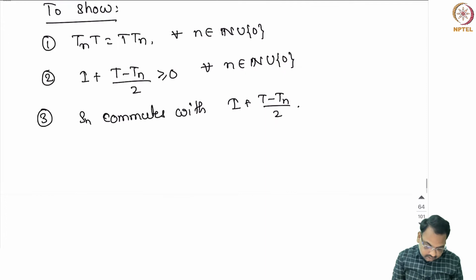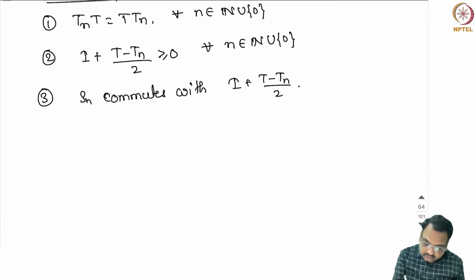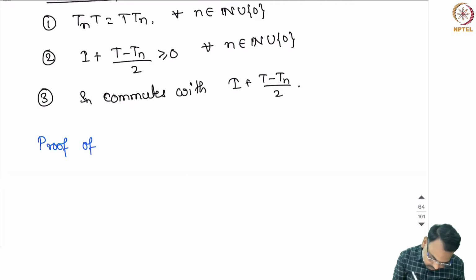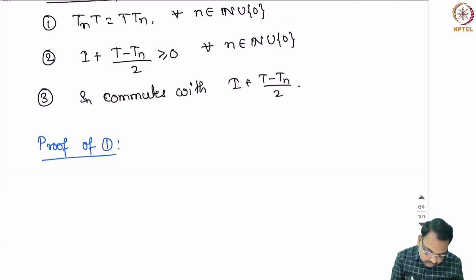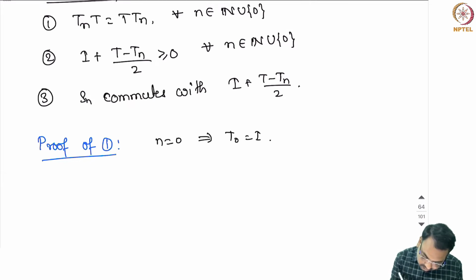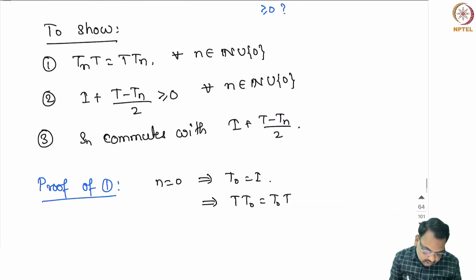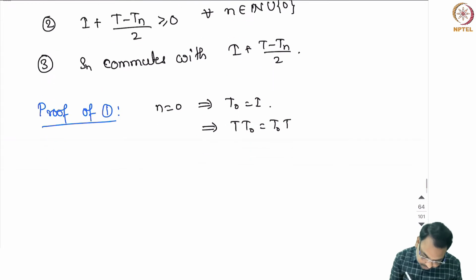Okay, let us look at the proof of the first point. When we take n equal to 0, T naught is identity. So n equal to 0 implies T naught is identity. So this implies T commutes with T naught. Okay. Now let us take n equal to 1.